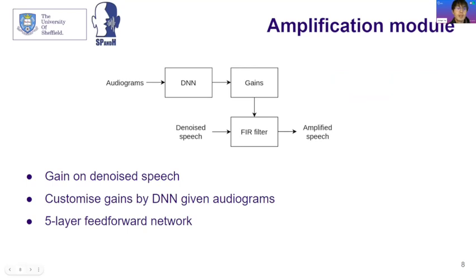Here is the structure of the amplification module. A very simple DNN of 5 feedforward layers takes the audiogram as input and outputs the gains at various frequencies to generate a corresponding FIR filter, which is then applied to the denoised speech processed by the dense unit to provide linear amplification, basically.